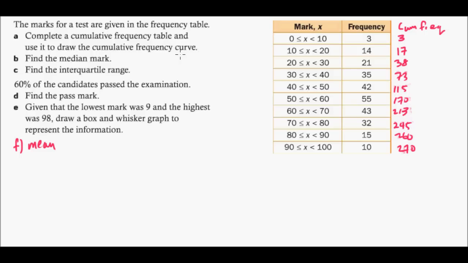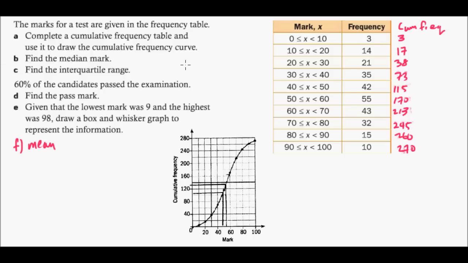Okay, complete a cumulative frequency table and use it to draw a cumulative frequency curve. Okay, so here's the curve. Now on an IB test, it will give you more formal guidelines like how to label it, but what you do is you just plot all the points. So at the end, at 10, it would be 3. At 20, you'd be 17. At 30, you would be 38. So you always plot at the end point all the way till you get up to 100, which is at 270. And when you draw these, make sure you draw a nice smooth curve, okay, like that.